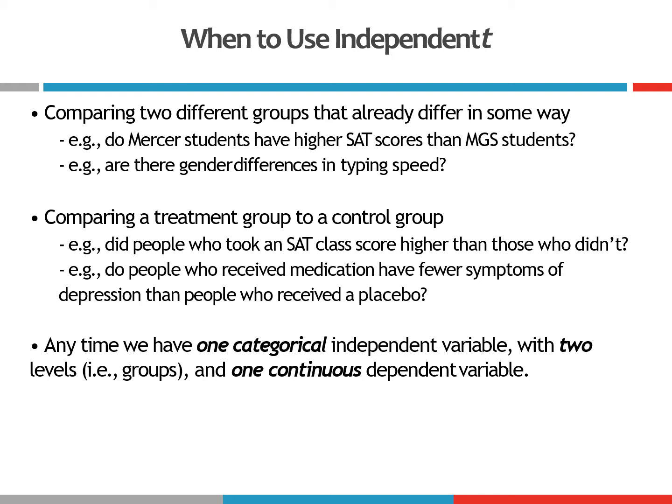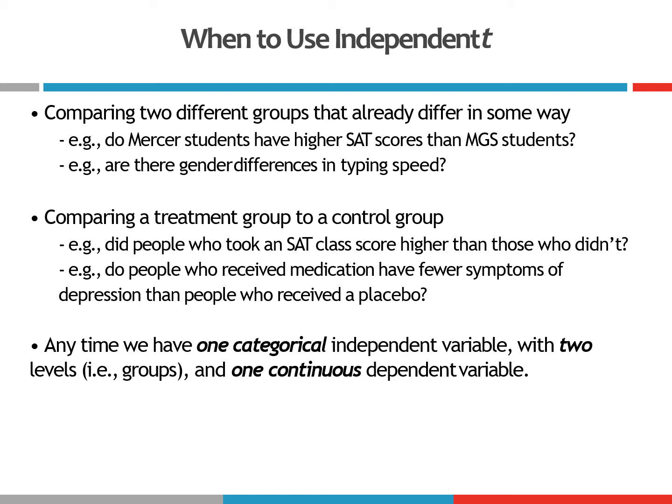So we have individuals that either took the prep course or individuals that didn't take the prep course. And then we're comparing them on a continuous dependent variable, which is their SAT score. Okay. Similarly, we might look at the effectiveness of a particular medication.